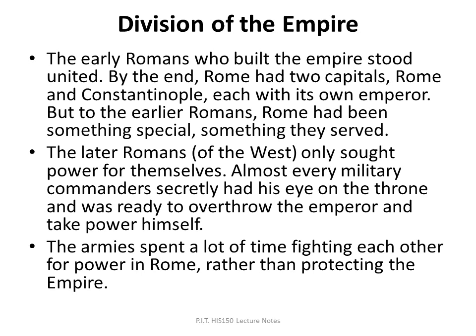The division of the empire also results in the decline of the Roman Empire. The early Romans who built the empire stood united. By the end, Rome had 2 capitals, Rome and Constantinople, each with its own emperor. But to the earlier Romans, Rome had served as something special. It was special. To be a Roman was special.